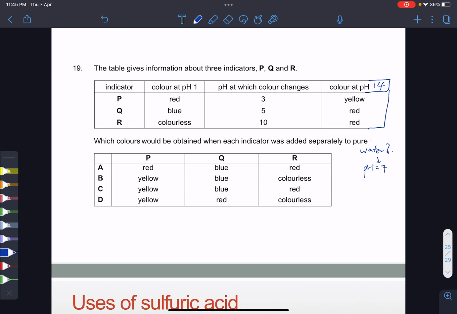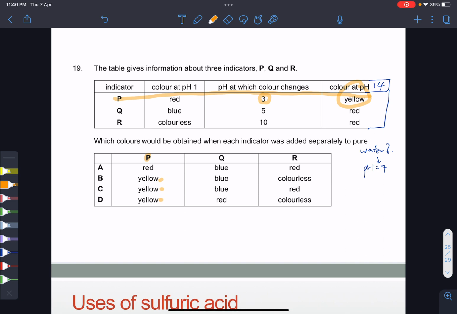So now let's look at P. For P, it says that the color changes at 3. So 3 is like the midway point. The real sample now is 7. So is it to the left of the midway point or the right of the midway point? Right, more than 7. So therefore it is yellow.